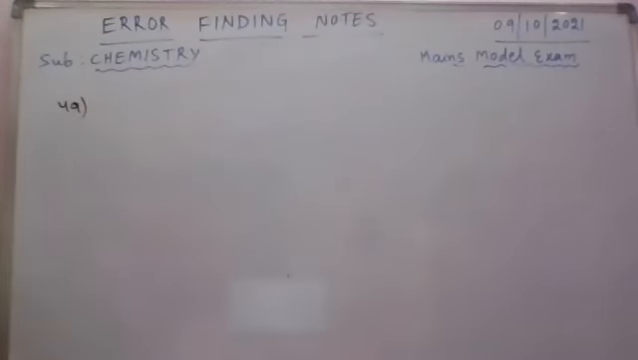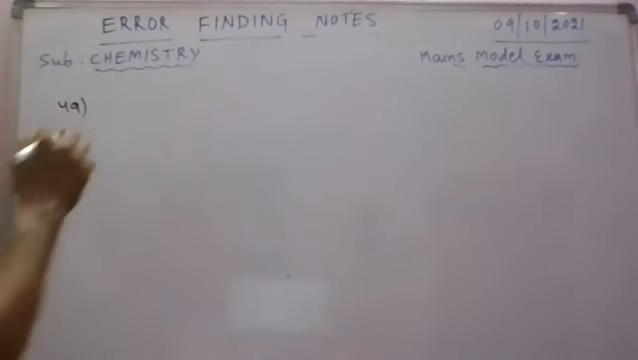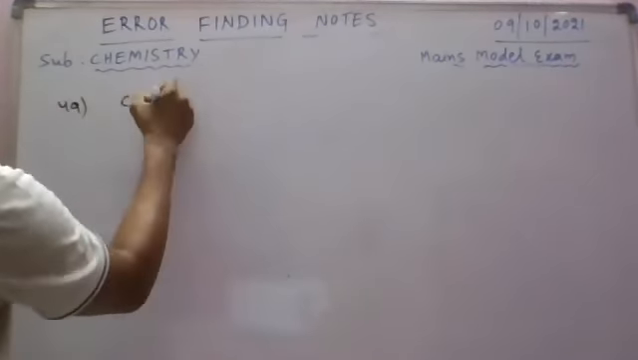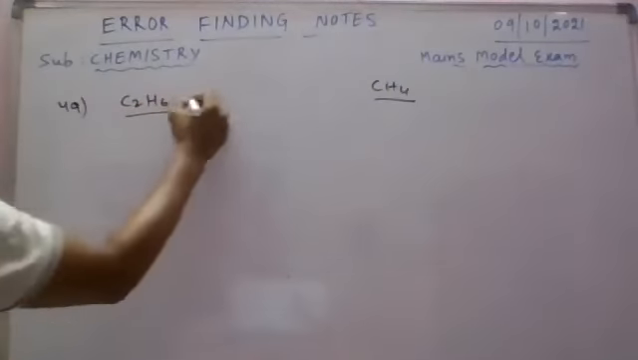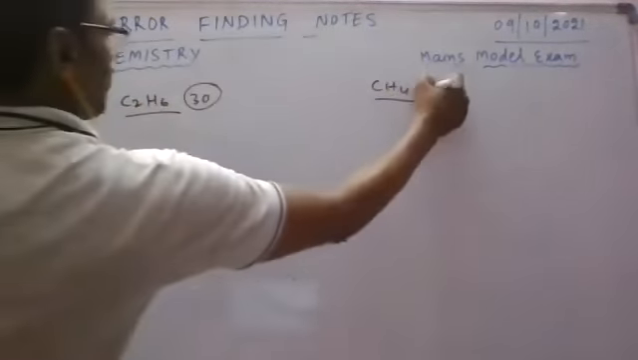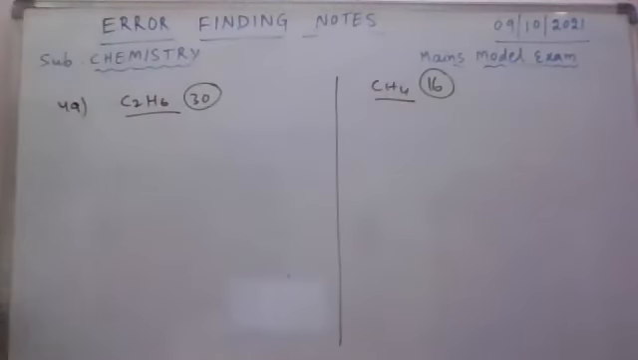Question number 49. Here, the weight of methane which occupies the same volume as C2H6. So here C2H6 and methane are both given. Here the molecular mass is 30, and here the molecular mass is 16.